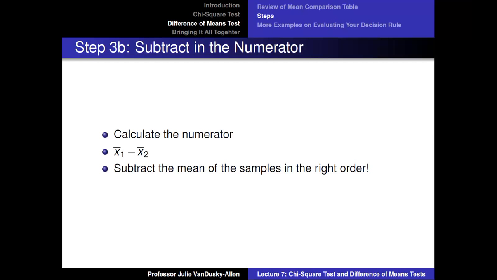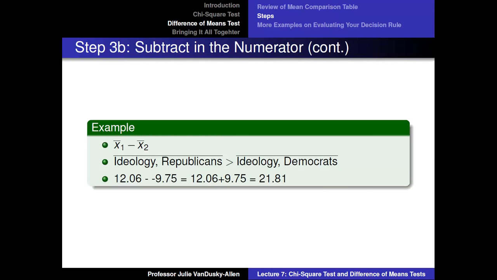Next, we calculate the numerator. The numerator is the mean of sample 1 minus the mean of sample 2. Remember to subtract the samples in the right order. Sample 1 was for Republicans and sample 2 was for Democrats. So the Republican platform mean was 12.06 minus the Democratic platform mean, negative 9.75, which is 21.81. So 21.81 is the value of our numerator.